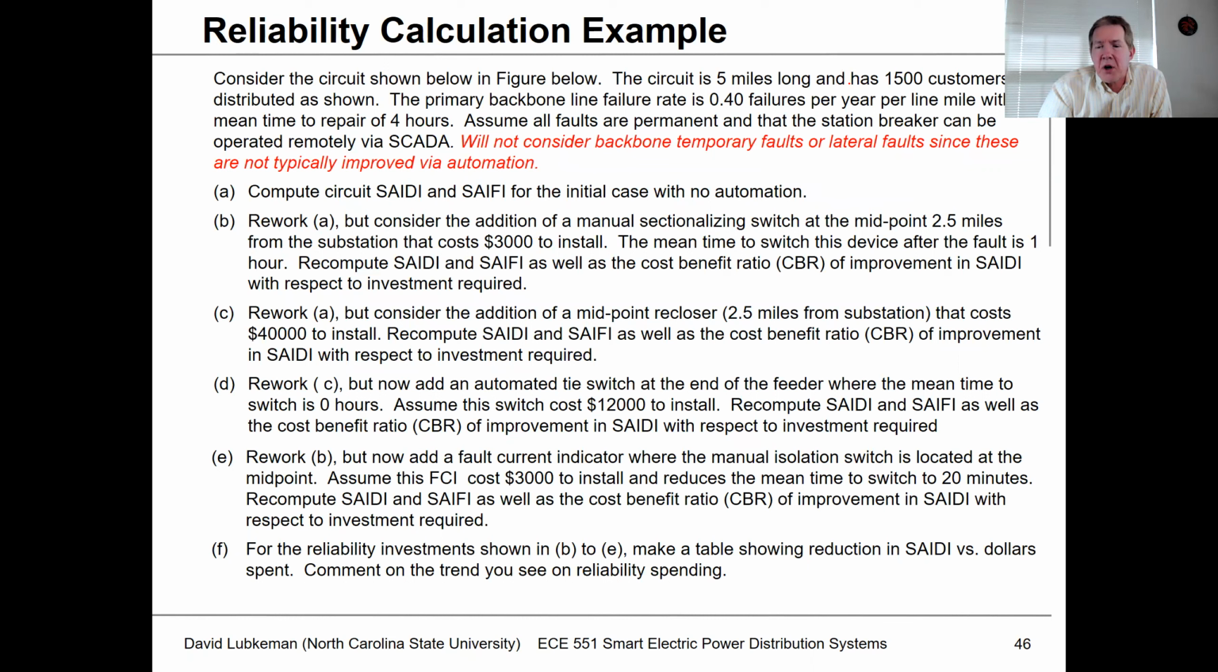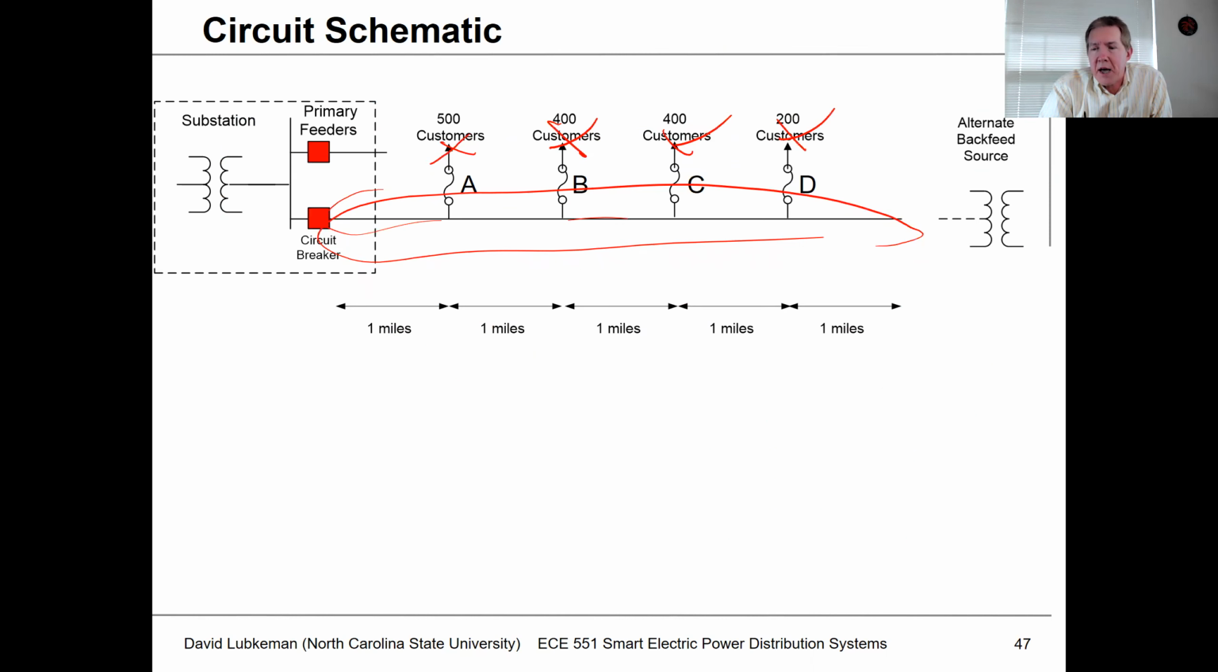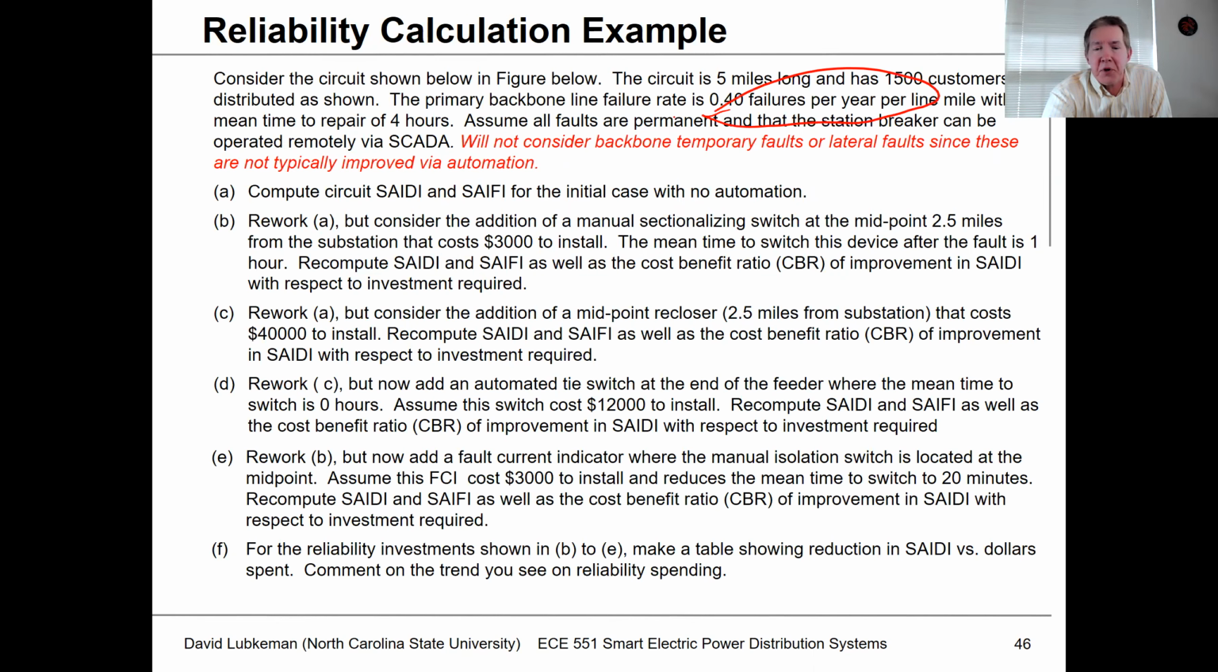So what we're going to start with is making some assumptions on the failure rates. We're assuming 0.4 failures per year per line mile, with a mean time to repair of 4 hours. We'll assume all the faults are permanent and that the station breaker can be operated via SCADA, so the switching time would be 0 for the station breaker. And again, I'm not going to consider any lateral faults or any temporary faults in the backbone. I'm just looking at permanent fault cases.